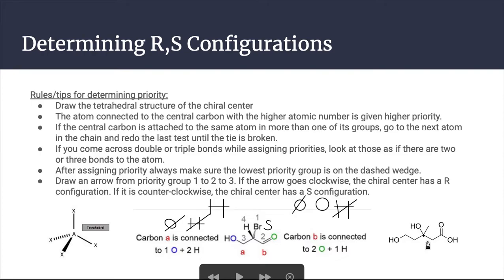So again, let's look at which one has the highest atomic number. We look at over here, it's attached to an O. Over here, a C and something else. Over here, a C and something else. And over here, a C and something else. So obviously the O has the highest priority. So we'll give it a 1 over here.